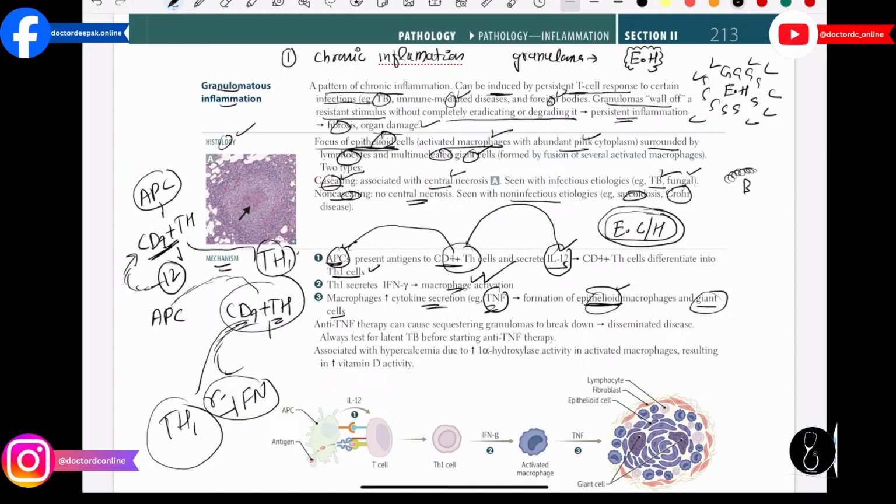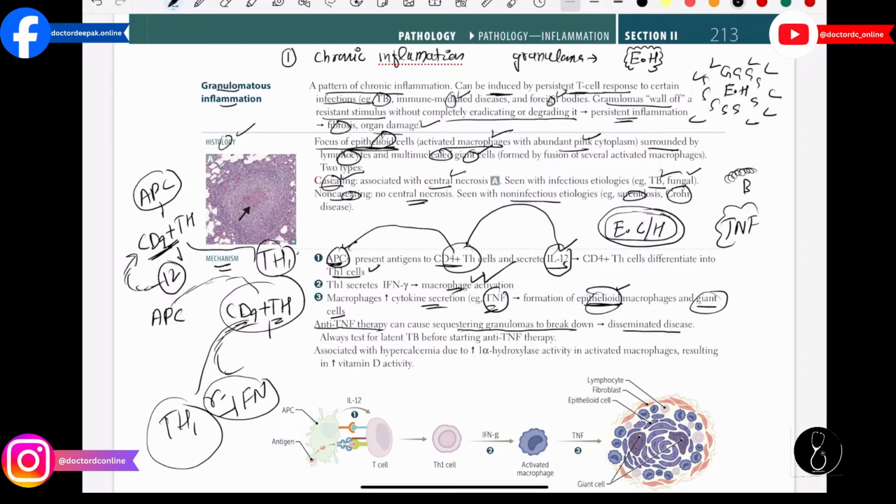Then after that they have mentioned here that anti-tumor necrosis factor therapy can cause sequestering granuloma to break down and lead to disseminated disease. So let's take a clear concept from this example. As I already told you, tumor necrosis factor is very important for granuloma formation, because when tumor necrosis factor is produced, it will go and convert the macrophages into giant cells, into epithelioid cells.